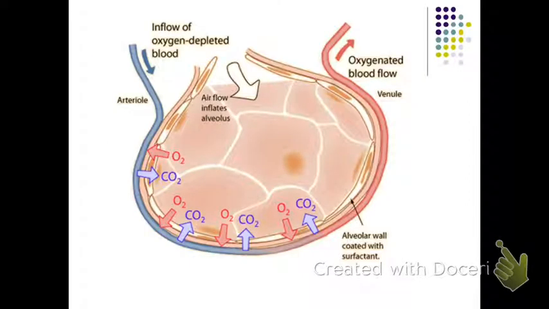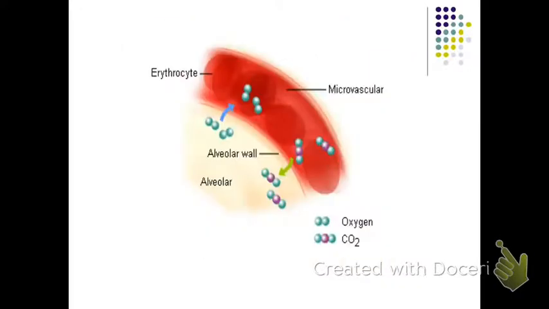And here's an image of an alveoli where the oxygen depleted or CO2 rich blood comes back into the alveoli to become oxygenated and return to the systemic body. And here is a more microscopic image of the oxygen leaving the red blood cells or the erythrocytes to become reoxygenated within the alveoli.